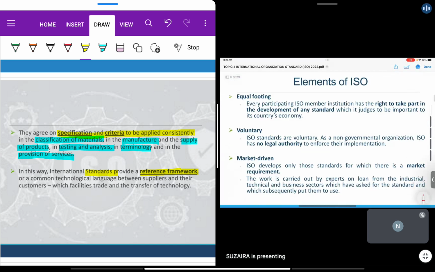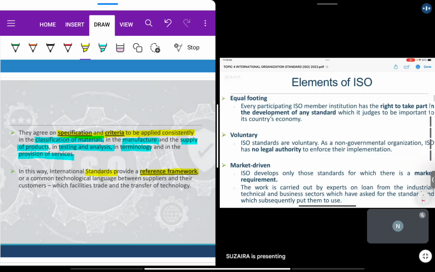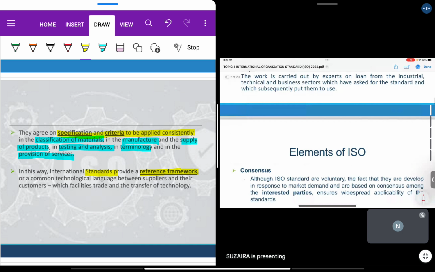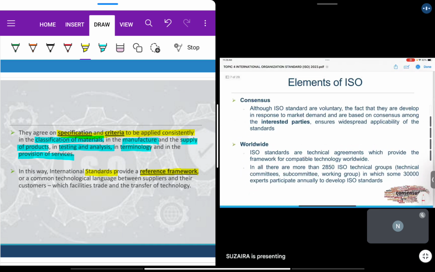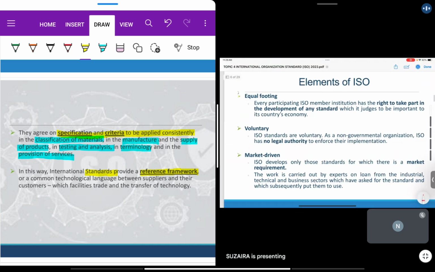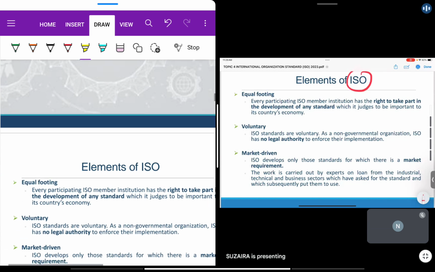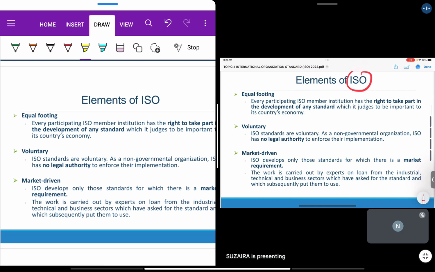Now let's move on to the elements. Remember, under ISO, we have 5 elements. Number one is equal footing. We have voluntary, market-driven, consensus, and also worldwide. If you understand, it's like the concept. This one is considered a concept because whenever we talk about ISO, ISO means similar or equal. So who can actually join this ISO?